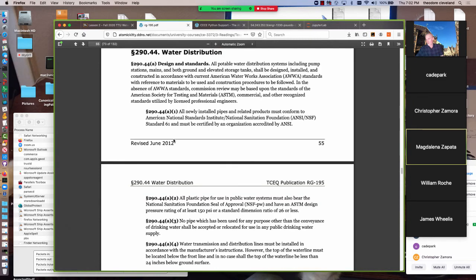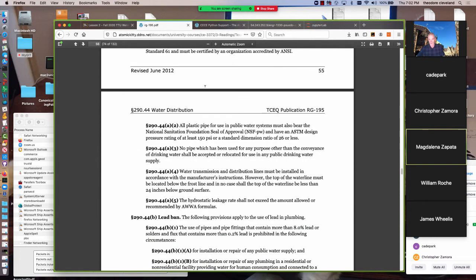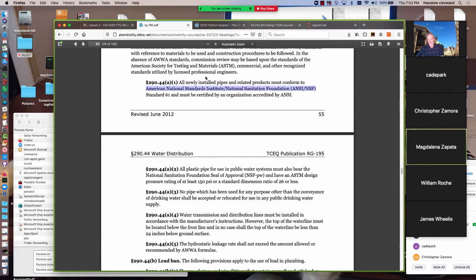So let's go look at water distribution just for the heck of it. So here we are in Texas. All potable water distribution systems shall be constructed with American Water Works Association. So the National Trade Association is the cited authority for use in Texas. And then various products have to conform to ANSI or National Sanitation Foundation Standard 61. And so these seemingly precise rules are not being original. They're referencing the designer to industry standard collections of documents.